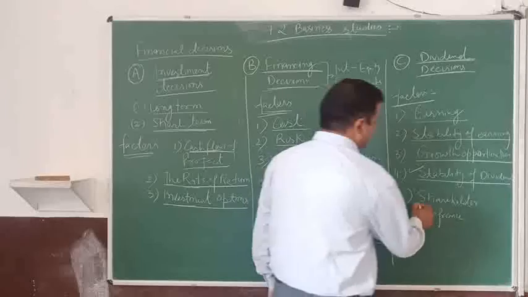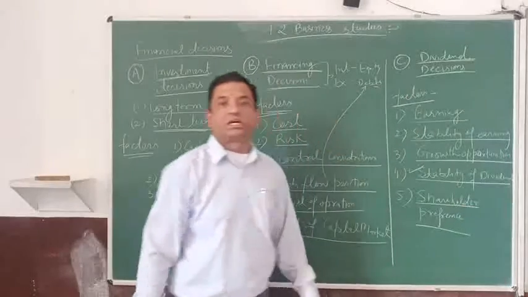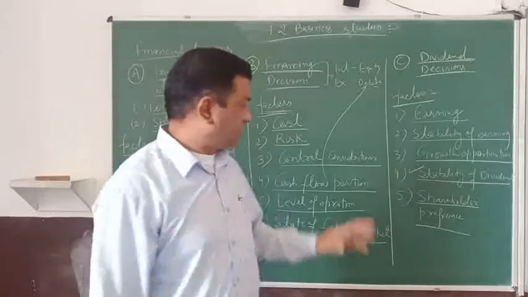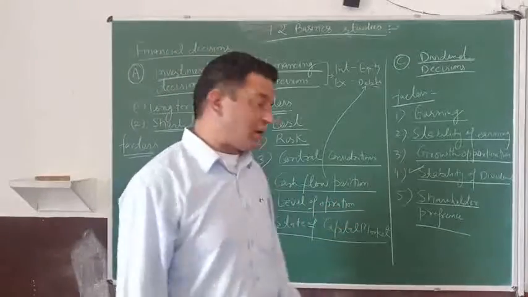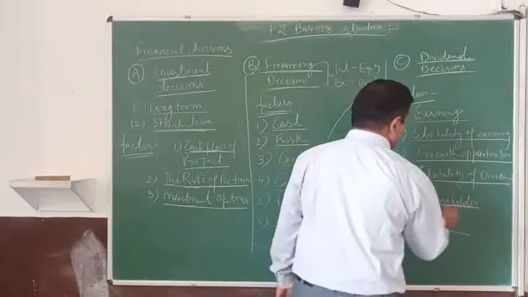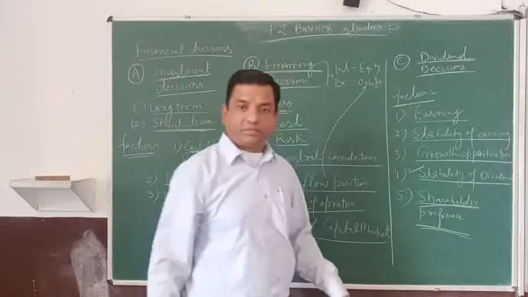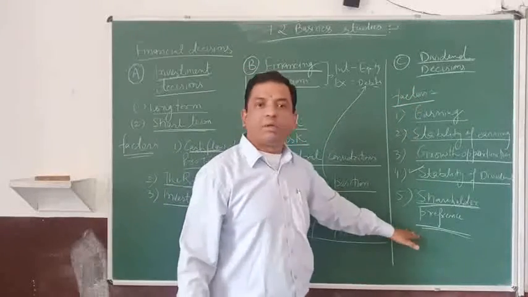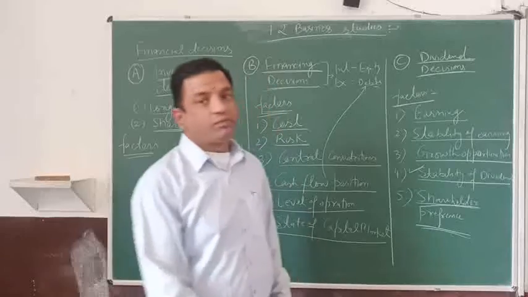Then preference of the shareholder. What the shareholders are thinking. If the shareholders are thinking that they should be given the dividend, then dividend will be given to them. If the shareholders are focusing that they should not be given the dividend, they prefer to make the growth of the company, then the lesser amount of the dividend will be given to the shareholder.